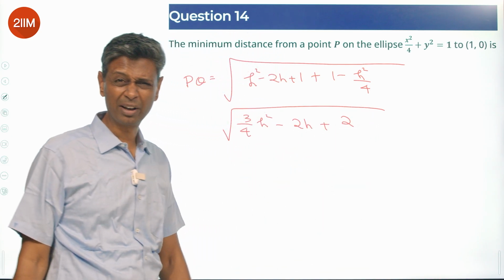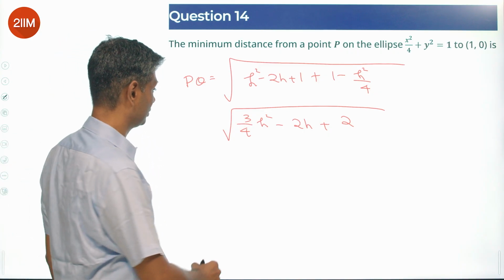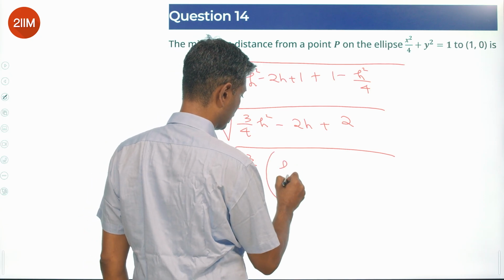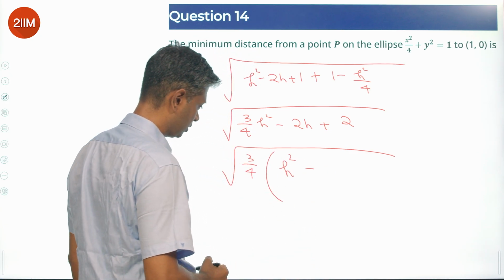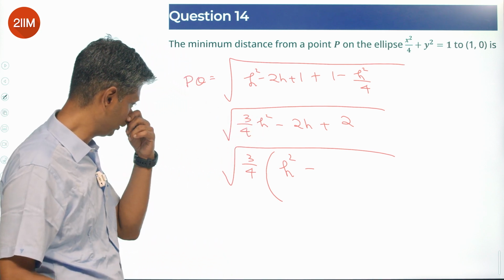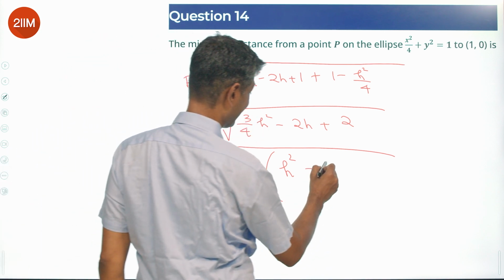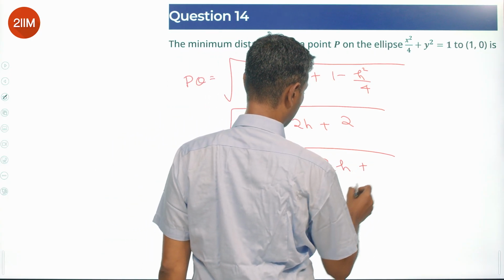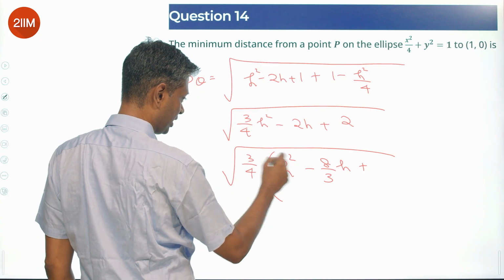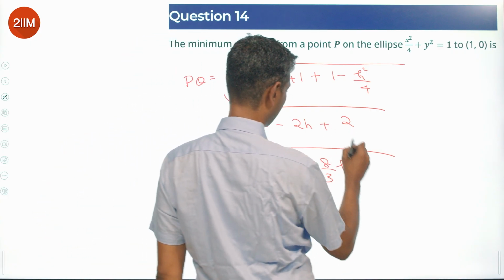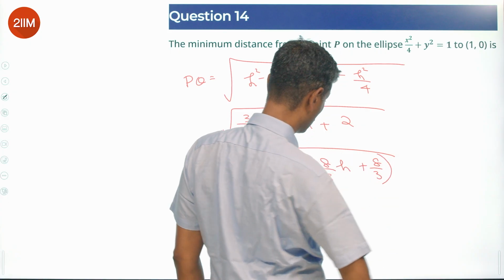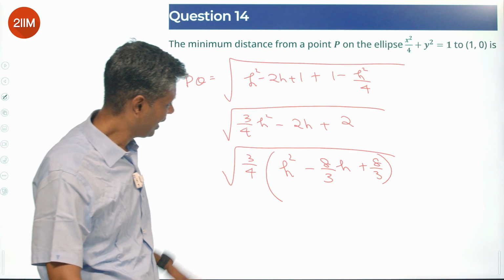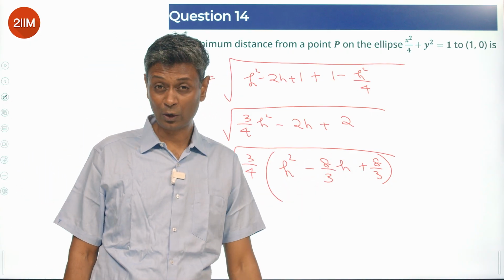I don't want to deal with 3 by 4. I'm going to take out the 3 by 4. So I'm going to simplify this as 3 by 4 times h square minus, 3 by 4 is outside. I have to simplify this. So I'll have 8 by 3h. 8 by 3 into 3 by 4, 3 gets cancelled, 8 by 4 is 2. Plus 8 by 3. This is what we want to minimize. Which is nice. H square minus 8 by 3 h plus 8 by 3, that I know how to simplify.